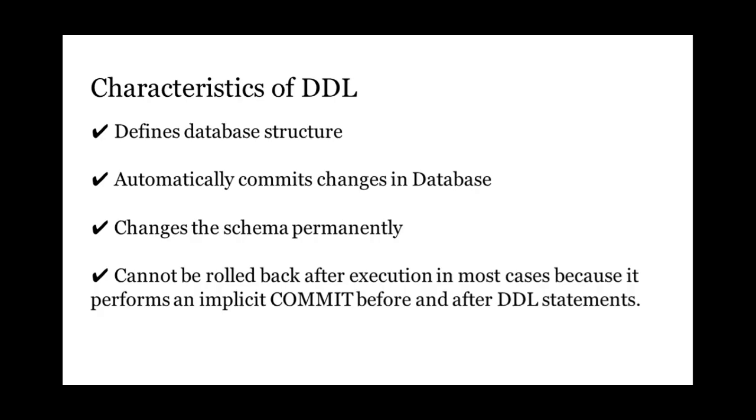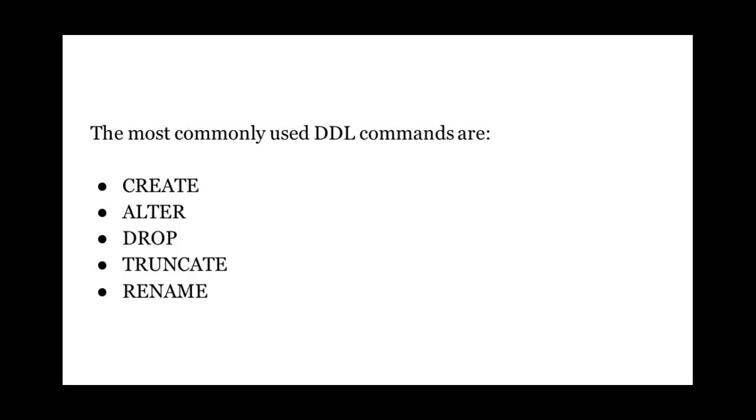Now we'll understand the characteristics of data definition language. DDL defines database structure. It will automatically commit changes to database, and it also changes the schema permanently. And DDL cannot be rolled back after execution in most cases. These are the few characteristics of DDL. Then these are the most commonly used DDL commands, like we are having create, alter, drop, truncate and rename. We will see one by one these commands in detail.